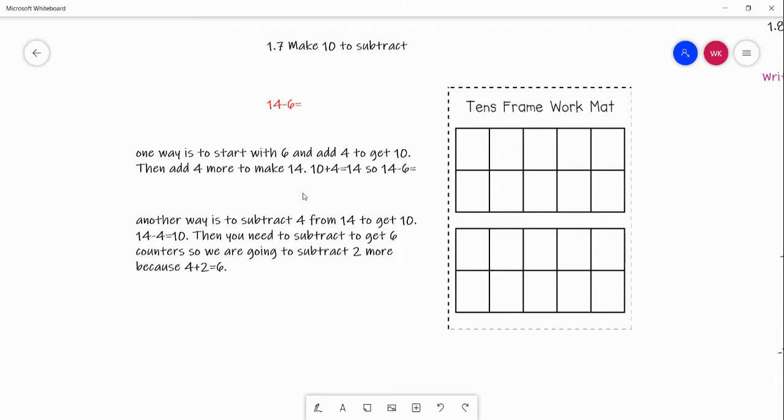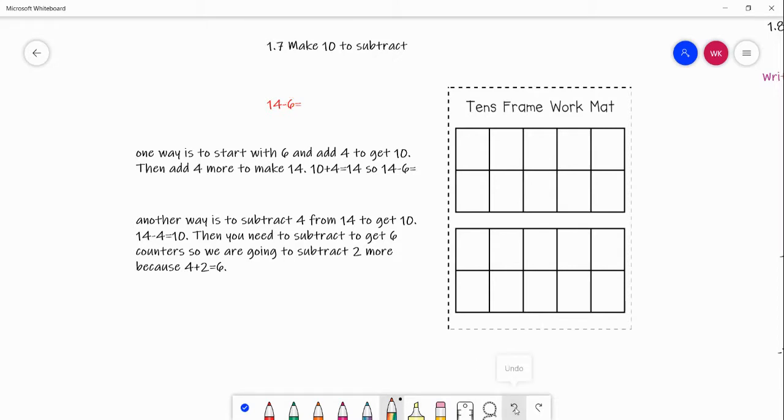So here we go. Our problem is 14 minus 6. So I'm going to go ahead and draw. This is my tens frame right here, first off. Remember, this is called a tens frame because there's 10 boxes. Right here I have two 10 boxes that equals 20. 10 plus 10 equals 20. There's two ways to do this. One way is to start with 6. So our number 6 right here, that's what we're going to start with.